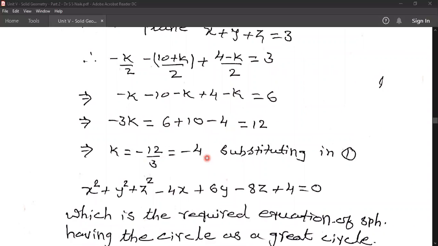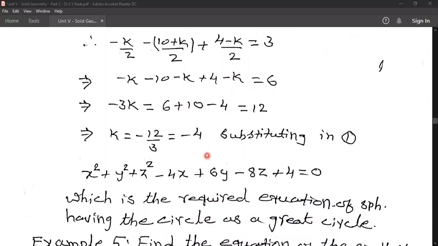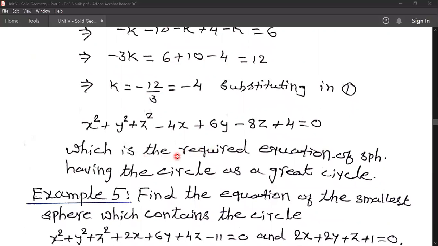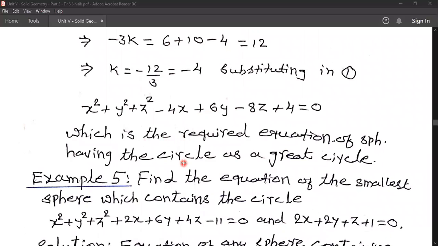Substituting k is equal to minus 4 in equation number 1, we get x square plus y square plus z square minus 4x plus 6y minus 8z plus 4 is equal to 0, which is the required equation of the sphere having the circle as a great circle.